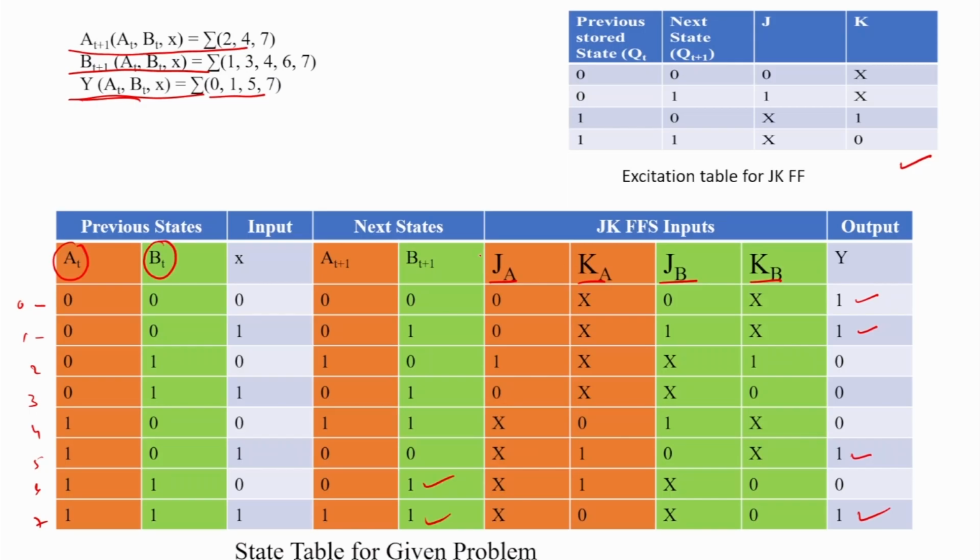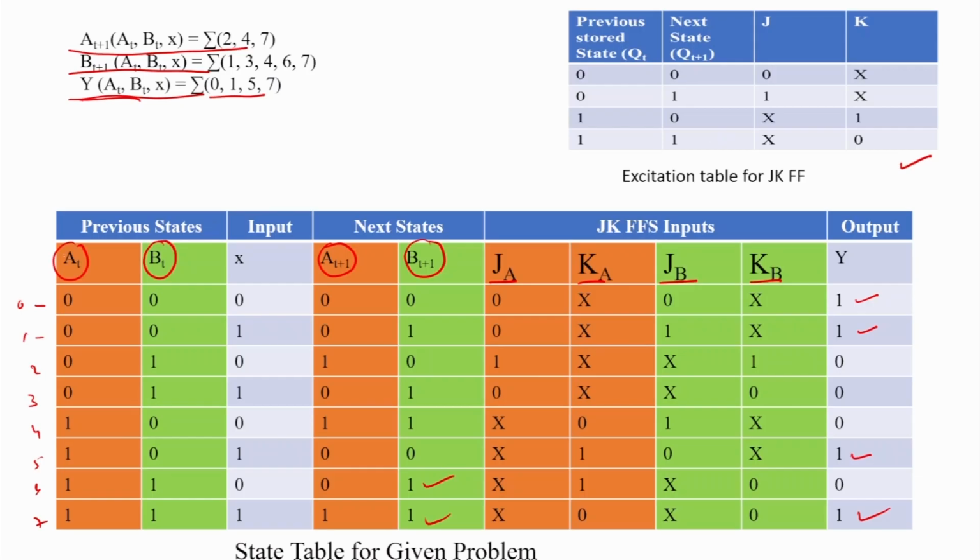Next state for J A K A is A t plus 1, and B t plus 1 is the next state for the second flip flop. Based on the value of previous state A t and next state A t plus 1, we will determine the input of the first flip flop, named J A K A. This is the excitation table: when both previous and next state are 0 0, J input is 0 and K is x, meaning either 0 or 1. Then 0 1 gives 1 x, 1 0 gives x 1 and 1 1 gives x 0. Based on this, we determine the values.